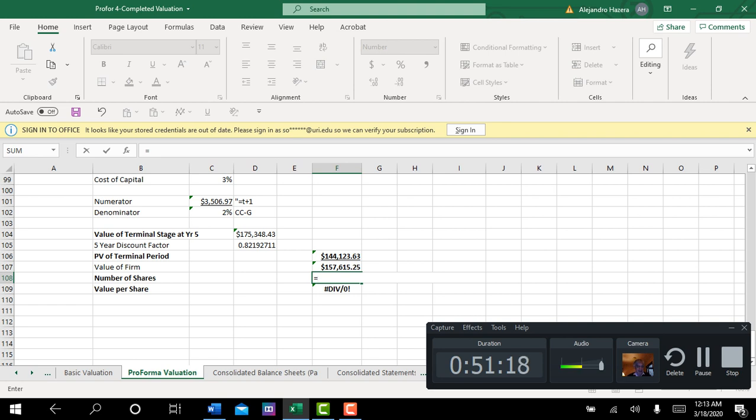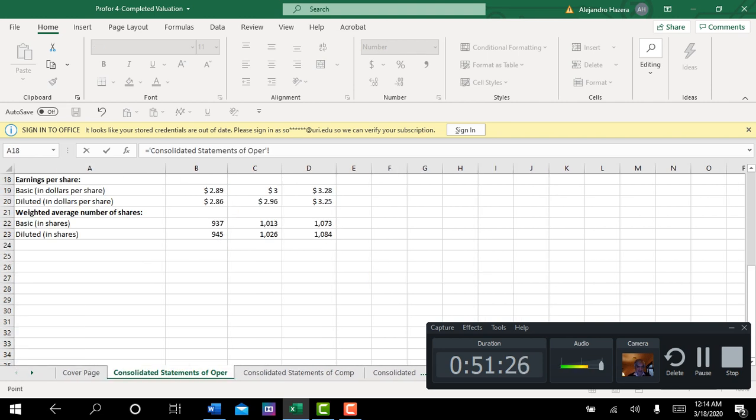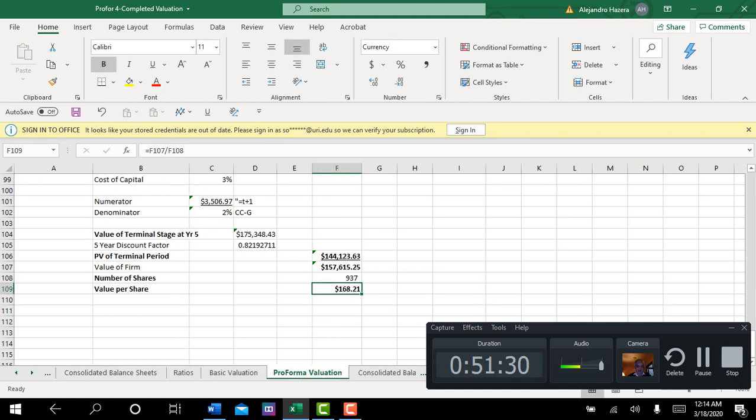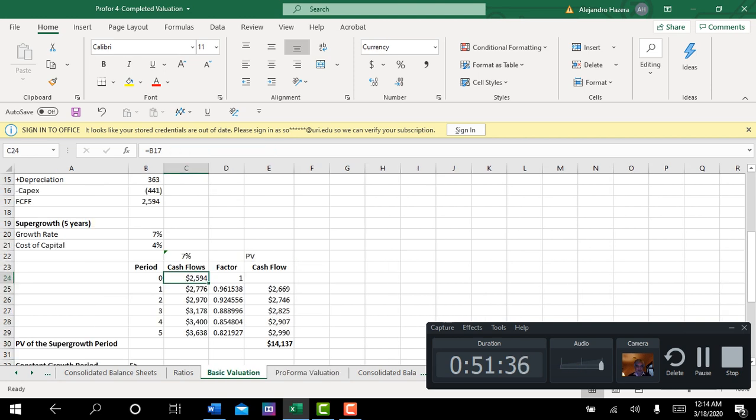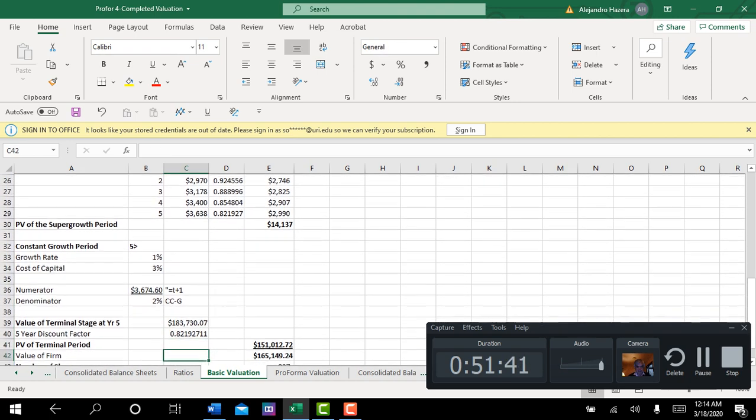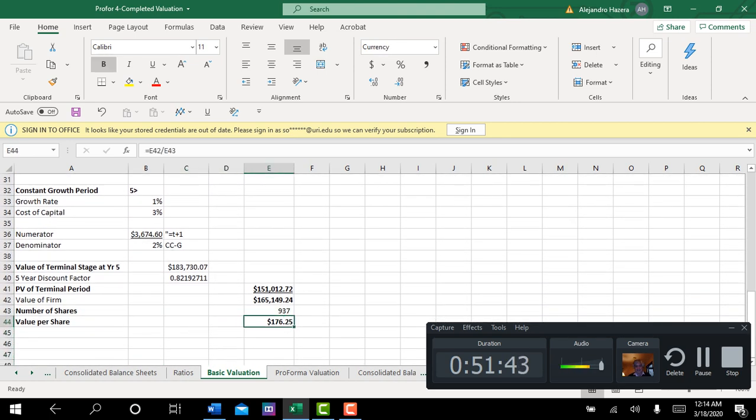Let's go ahead, and I always like to link these things. Once again, let's use the basic shares in the earnings per share calculation on the income statement. Okay, and we get a price of 168.21, which is, let's see, fairly close, I think. Let's see what we got here. We got a price of 176.25.